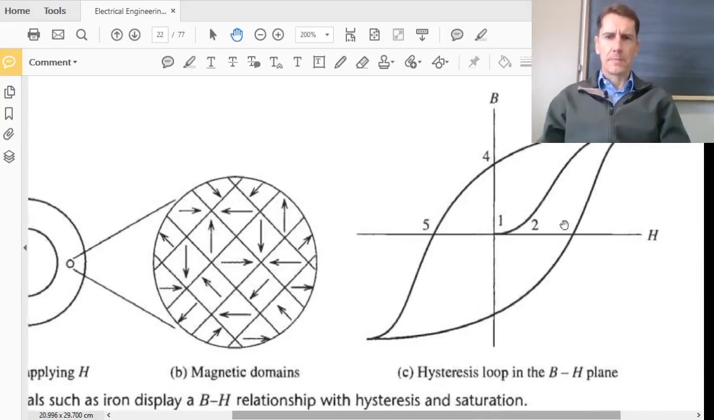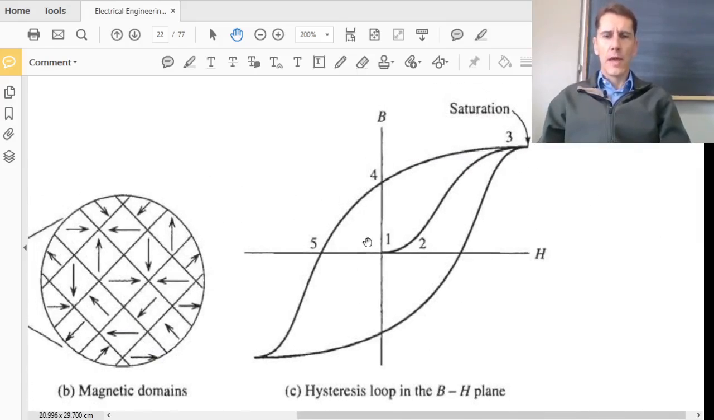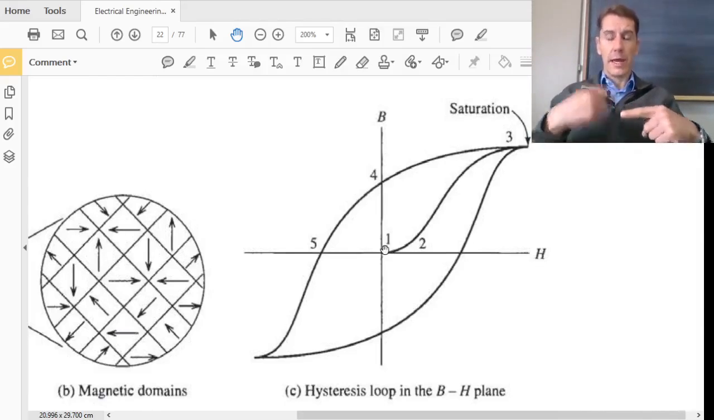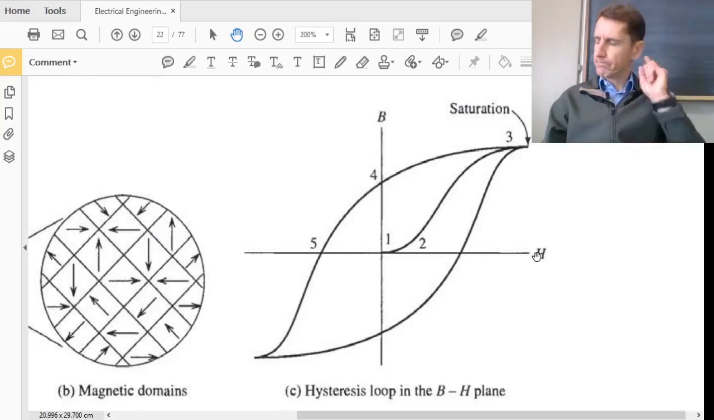Alright, so what happens? Initially we start here at point number 1, where your material or your iron has no magnetism in it. Think of an electromagnet that you were going to build, a piece of iron rod or a nail, and you put a coil around it and a battery. Initially your nail or your core isn't magnetized. Then we start increasing the current. Perhaps the axes first: flux density on the vertical, H, our magnetic field intensity, on the horizontal.